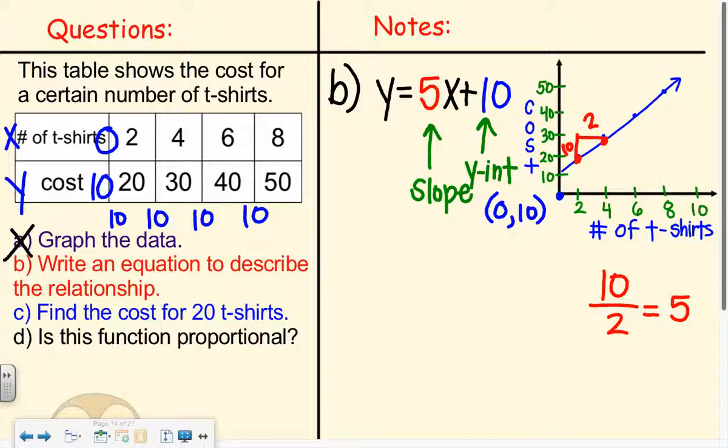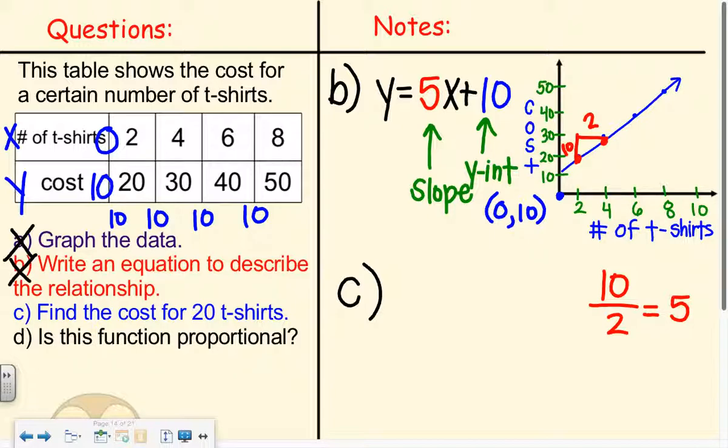So what that means is that even if I get 0 t-shirts, I still have to pay a cost of $10. So that might be like a processing fee for the order, or maybe the person is going to make $10 making the shirts for the customer. But there's a charge of $10 no matter how many shirts. If you're going to place an order, you have to pay $10. So that's what this one means. All right, let's go to part C because we're done with part B.